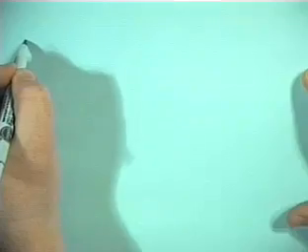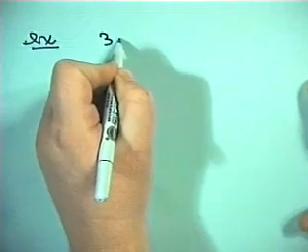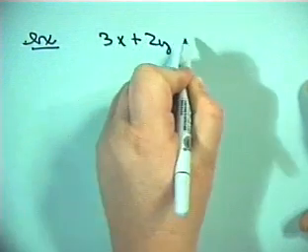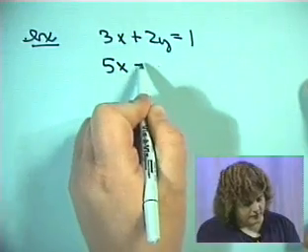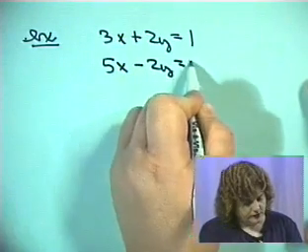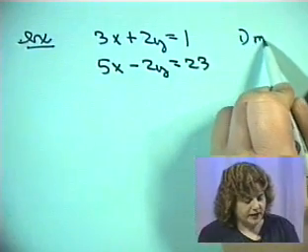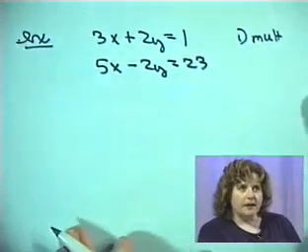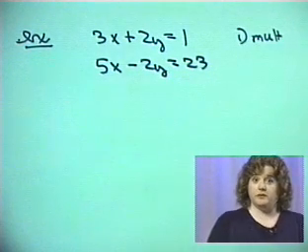Let's begin with an example that does not require any multiplication in the first step. We'll take the system 3x plus 2y equals 1, and 5x minus 2y equals 23. Now, the first step in our process was to multiply with strategy. But our strategy is that we're multiplying so that we can make one of the variables disappear.